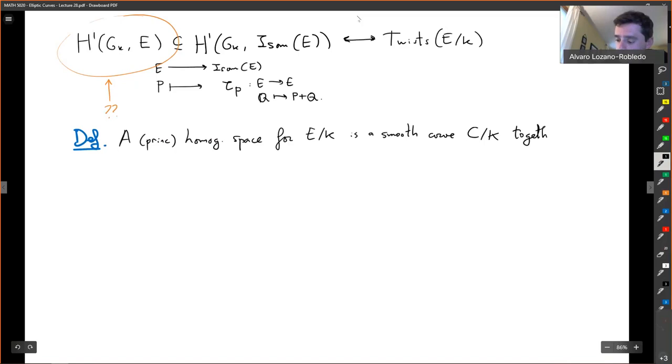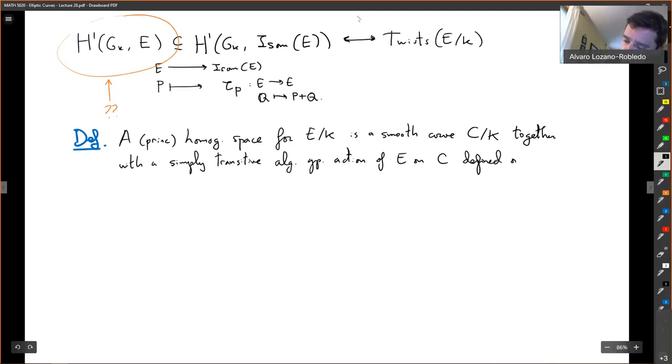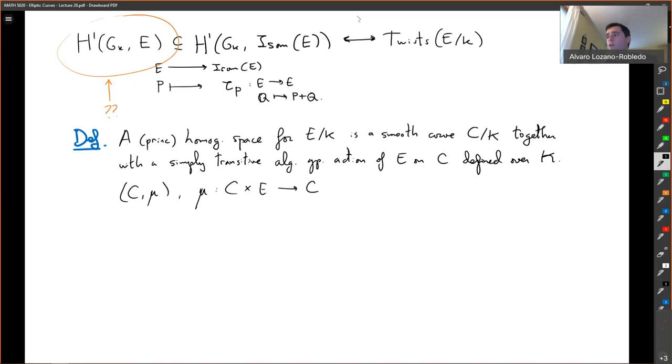together with a simply transitive algebraic group action of E on C defined over K. Okay, so they are pairs C and mu such that mu is an action like this, with a morphism with several properties that I'm not going to list in here. Sometimes we denote mu of P naught and P simply as P naught plus P, as an addition, although there is no addition there, so that is just notation.